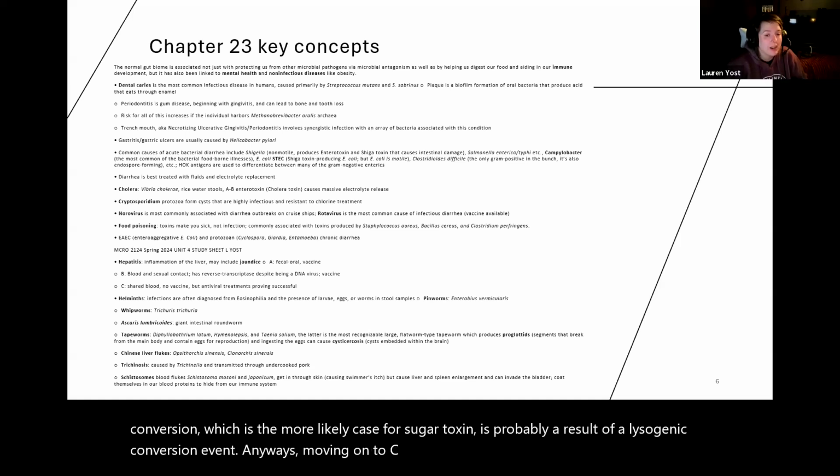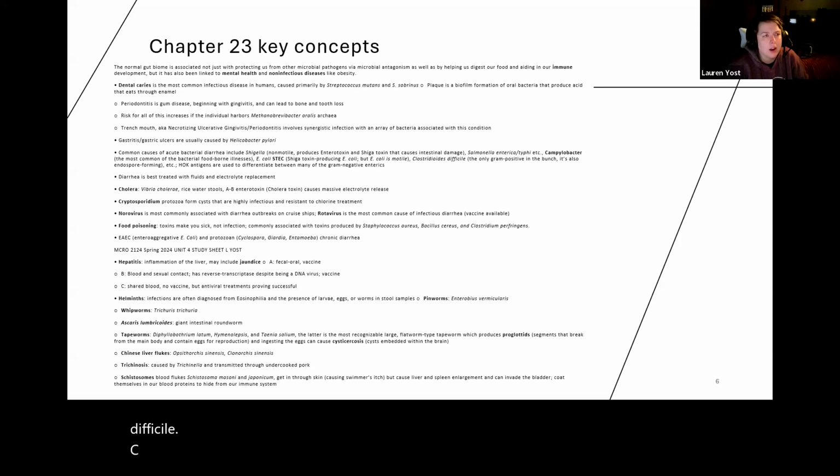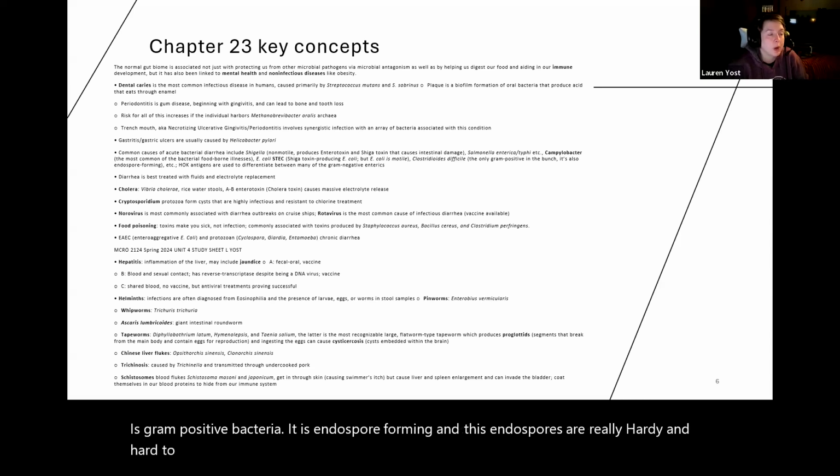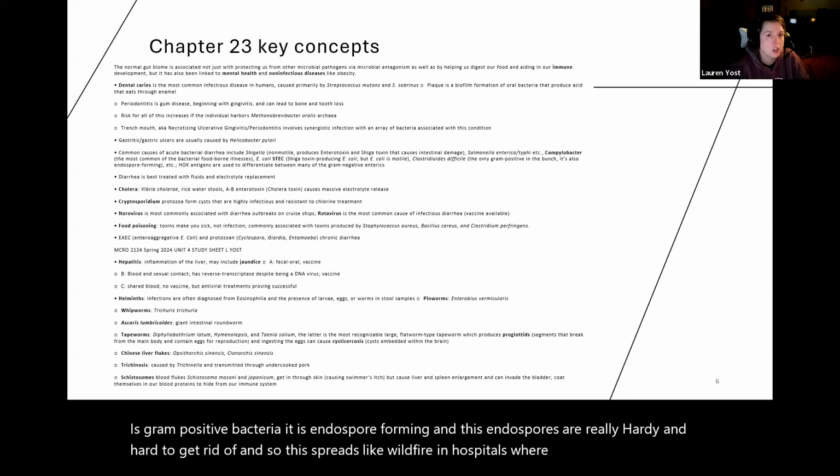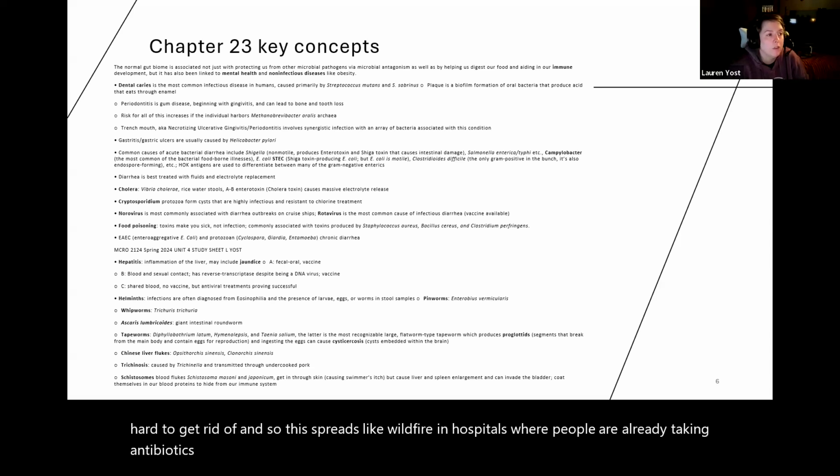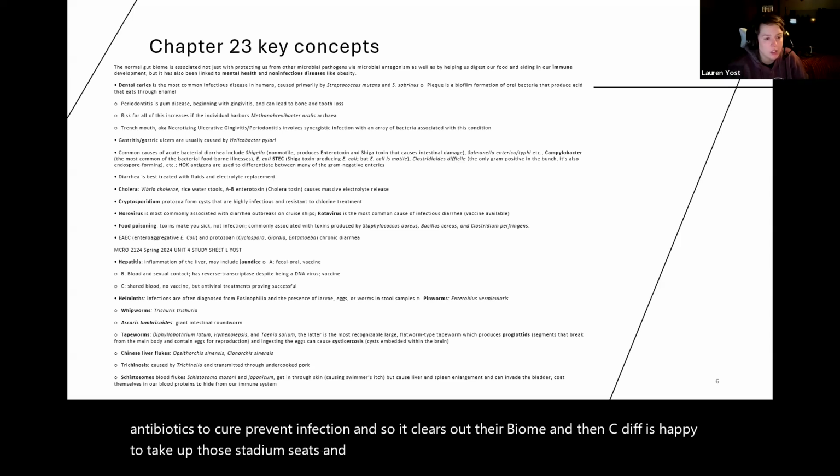diff. Clostridioides difficile, used to be Clostridium difficile. C. diff causes a pseudomembranous colitis. It is a gram-positive bacteria. It is endospore forming, and those endospores are really hardy and hard to get rid of. And so this spreads like wildfire in hospitals where people are already taking antibiotics to cure or prevent infection. And so it clears out their biome, and then C. diff is happy to take up those stadium seats and overgrow and cause its effects.